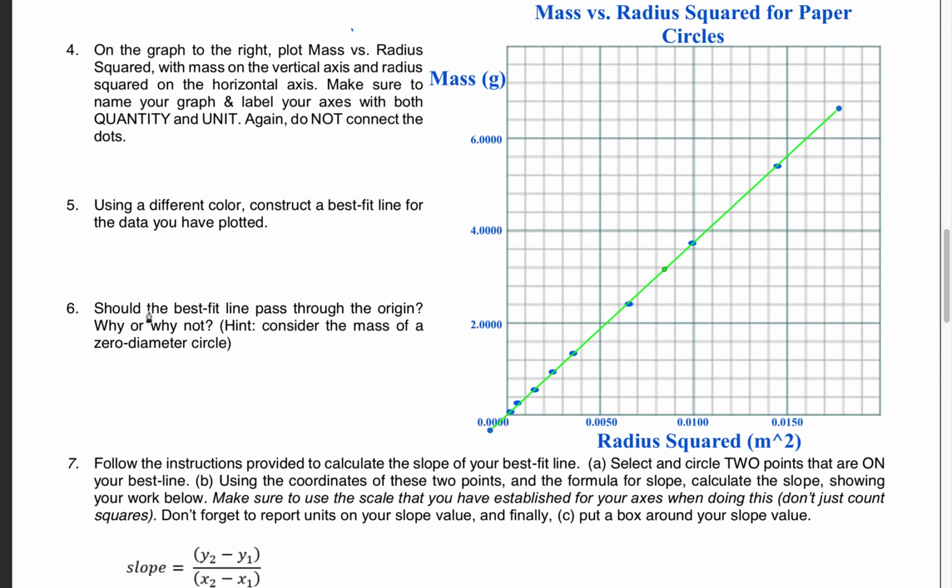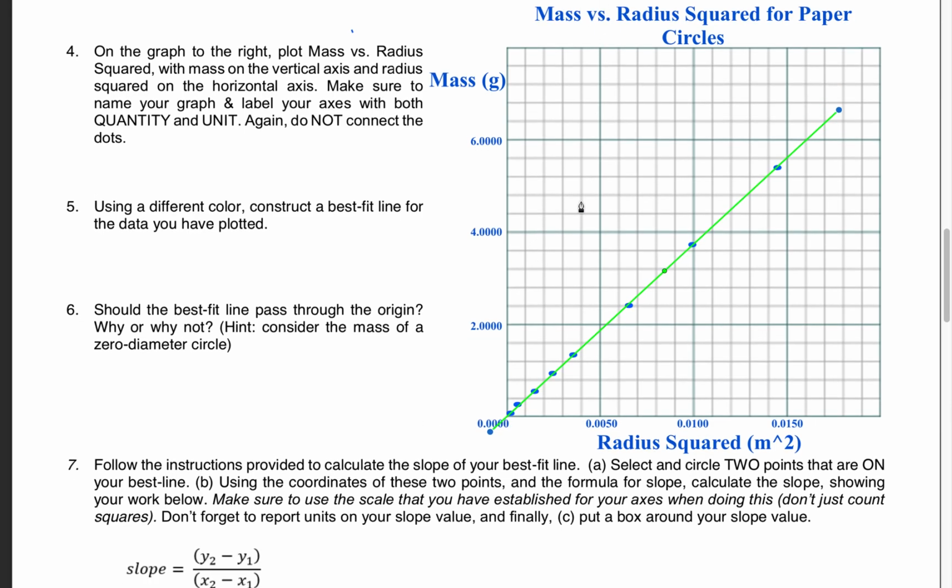The next question, number 6: should the best fit line pass through the origin? Why or why not? Consider the mass of a 0 diameter circle. A 0 diameter circle doesn't exist, that is not a thing you could make, so that mass must be 0. So it makes sense that this line does pass through the origin. And if you zoom in here, you can see that in fact it does pass through the origin.